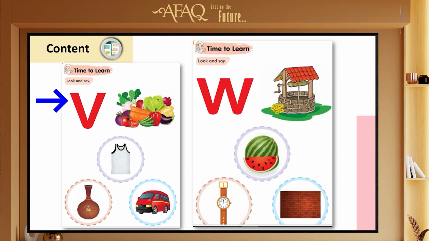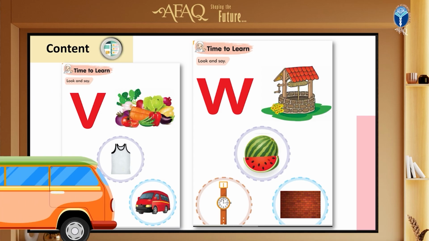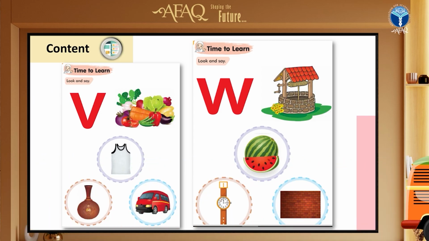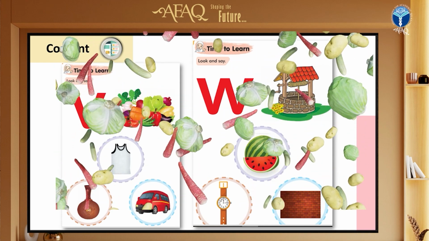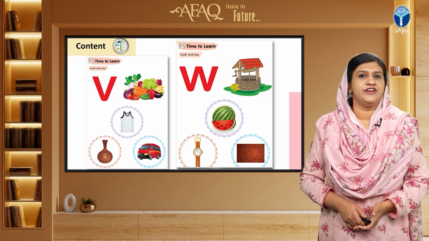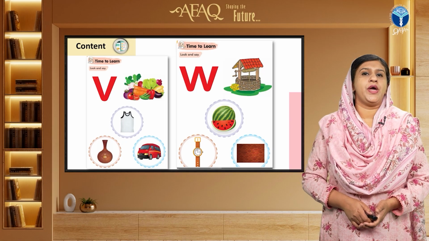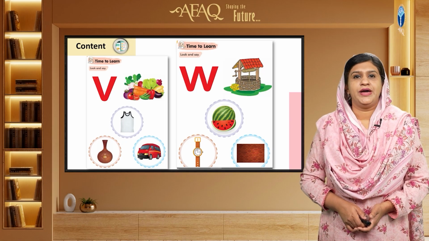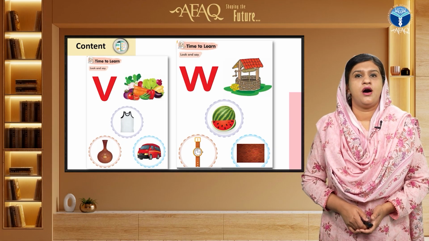And after U, we have V. And the sound of V is V. Let's see the friends of V. V, van. V, vest. V, vase. And V, lots of vegetables which are so good for health. So V, vegetables. V, van. V, vest. And V, vase.